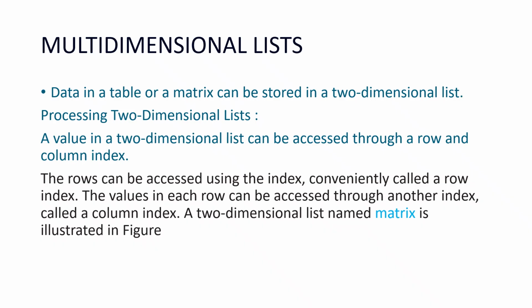Multi-dimensional list. Data in a table or a matrix can be stored in a two-dimensional list. Processing a two-dimensional list: a value in a two-dimensional list can be accessed through a row and column index. The rows can be accessed using an index conveniently called a row index. The values in each row can be accessed through another index called a column index. A two-dimensional list named matrix is illustrated in the figure.